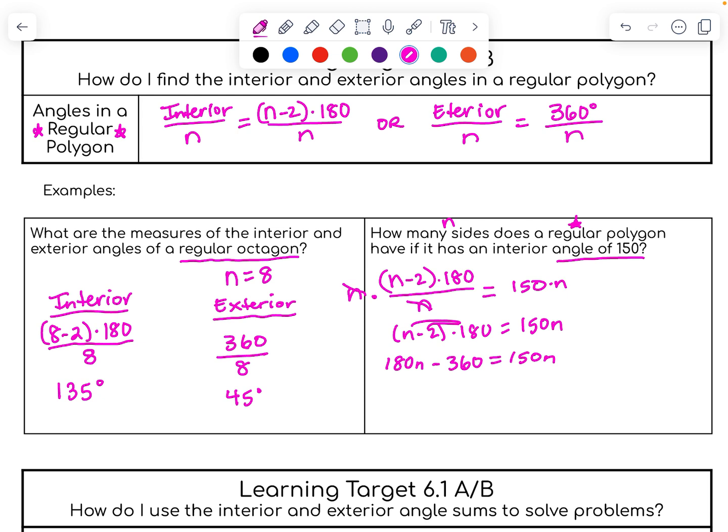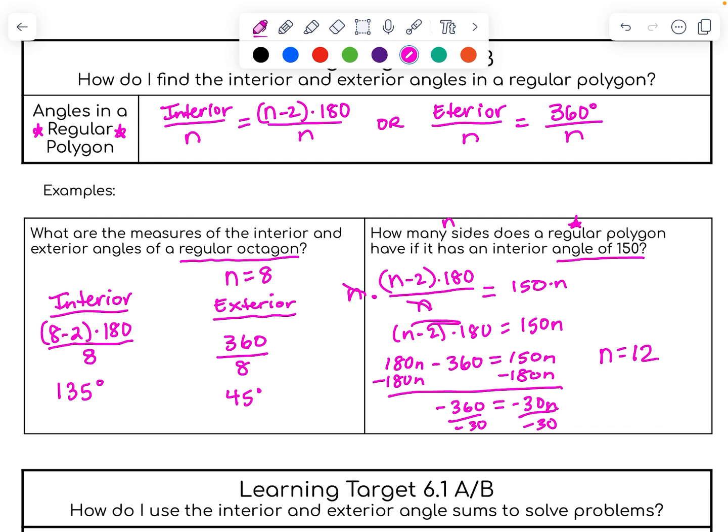150n. Now we can take the 180n away and bring it over here, and we get negative 360 equals negative 30n. Now we can divide by negative 30, and we get n equals negative 360 divided by negative 30, which is the same as 36 divided by 3, and we get positive 12. So it's a 12-sided figure.